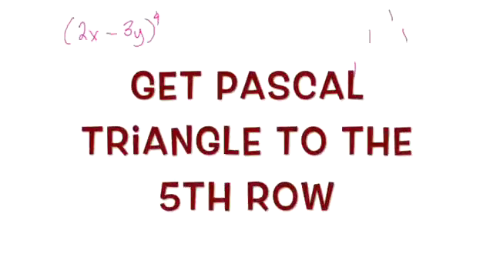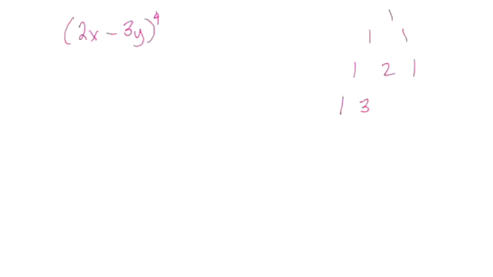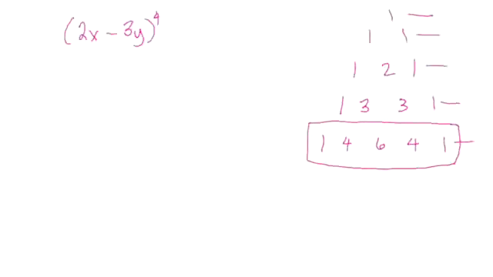Now, according to Pascal's triangle, 1 plus 1 is 2, 1. 1 plus 2 is 3, 2 plus 1 is 3, then a 1. Okay, so you put a 1. 1 plus 3 is 4, 3 plus 3 is 6, 3 plus 1 is 4, 1. So this is row 1, row 2, row 3, row 4, row 5. So this is the row that I'm going to be using.